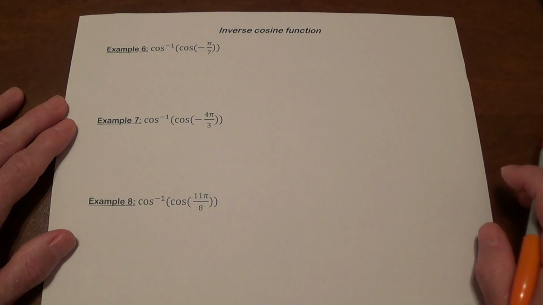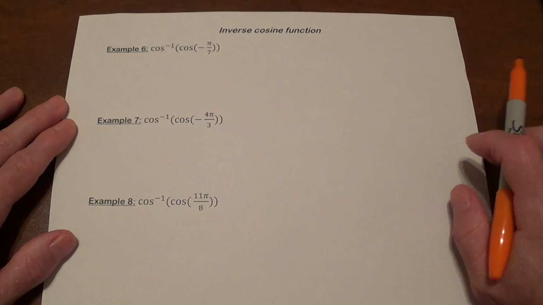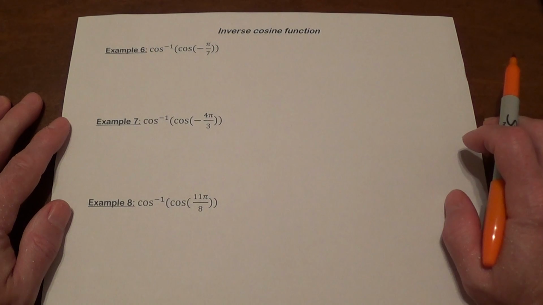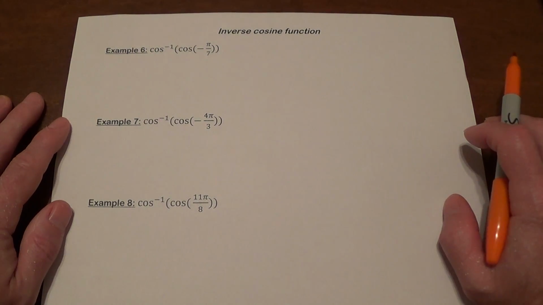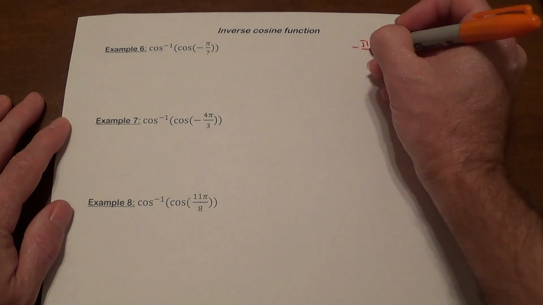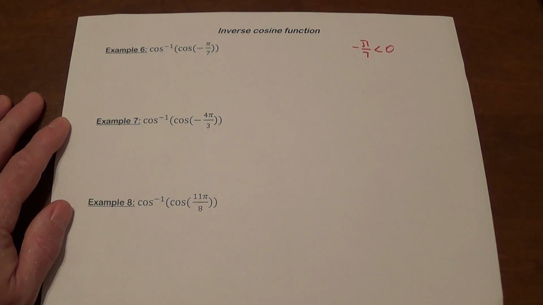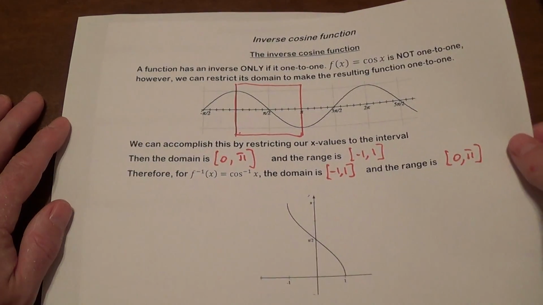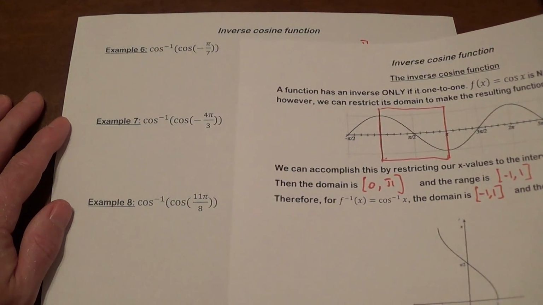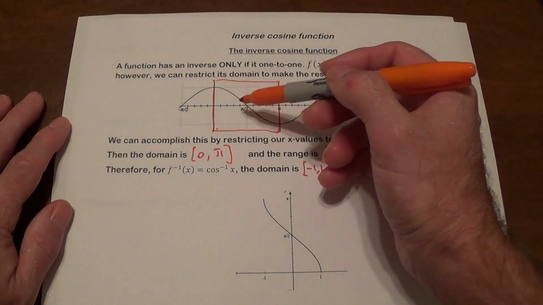So what about this? You're doing inverse cosine of cosine of negative pi over 7. It may seem like negative pi over 7 should be our acceptable answer, but it's not, because negative pi over 7 is less than 0 and it falls outside of the interval. So what can you do? You can look at the graph of cosine and think about where else are they going to have equal values.